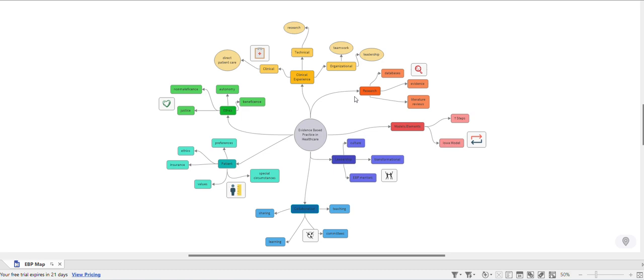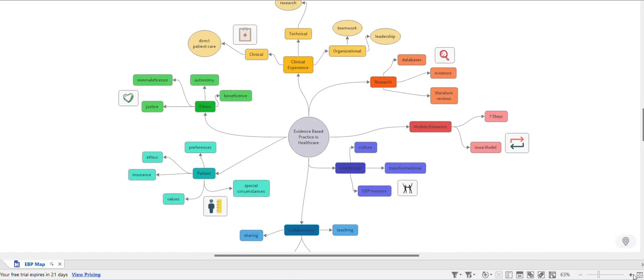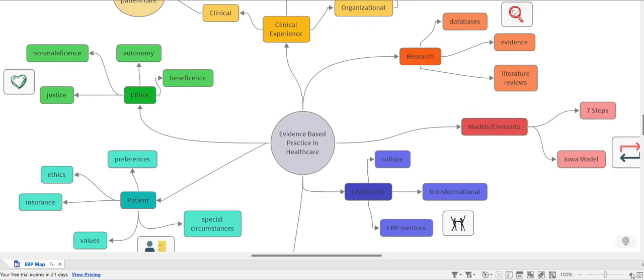Hello, welcome to my video overview where I will walk through my mind map explaining what is evidence-based practice in healthcare and the concepts that go into it. So in summary, to begin with, evidence-based practice in healthcare means we as practitioners or healthcare support staff apply or translate research findings into daily patient care and clinical decision making.